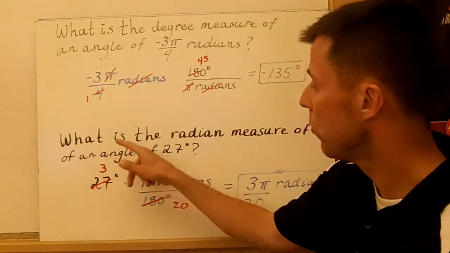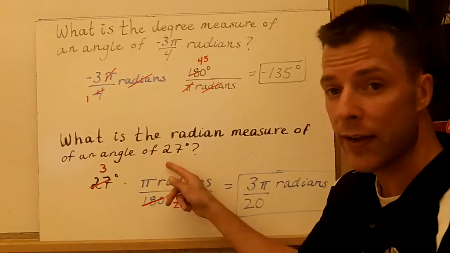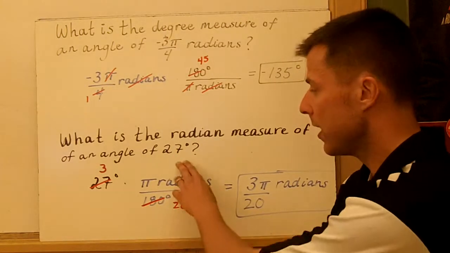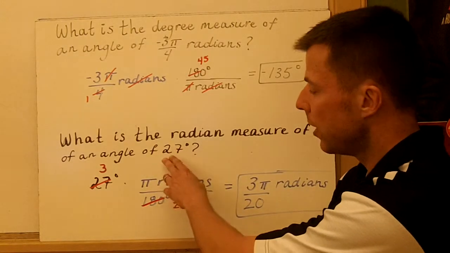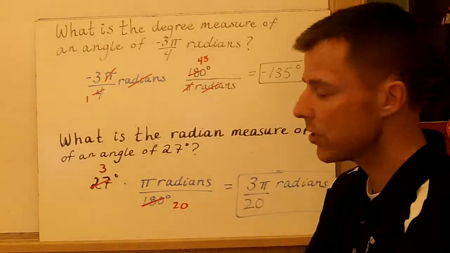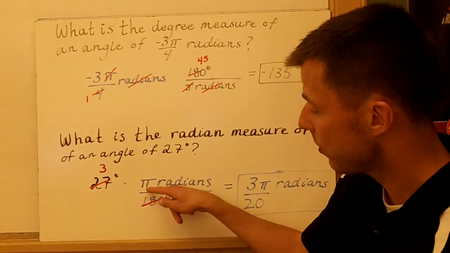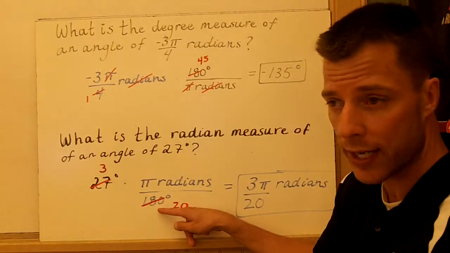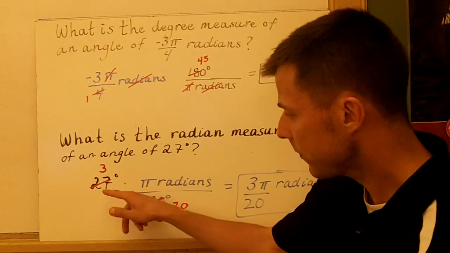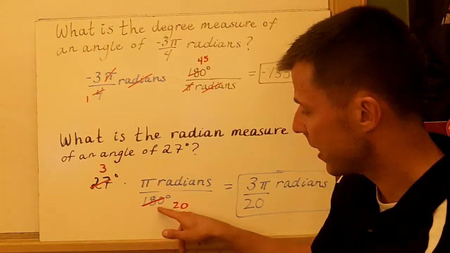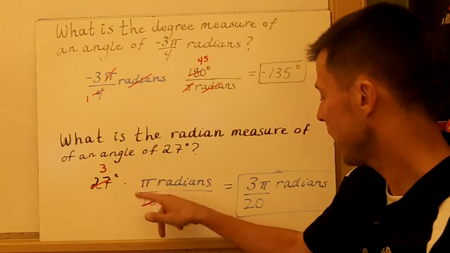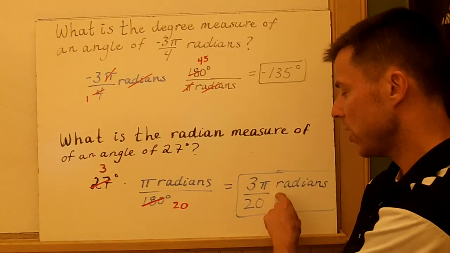Secondly, what is the radian measure now when we have an angle of 27 degrees? So I gave you something a little bit different here. Not like a 45 or a 90, just 27 degrees. So we want that in radian measure. We want radians, so notice how pi radians is divided by 180. The idea here is you simplify. 9 goes into 27 3 times, 9 goes into 180 20 times. So we're left with 3 pi over 20 radians.